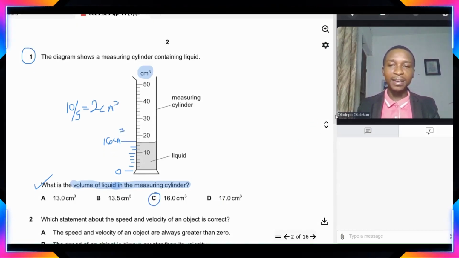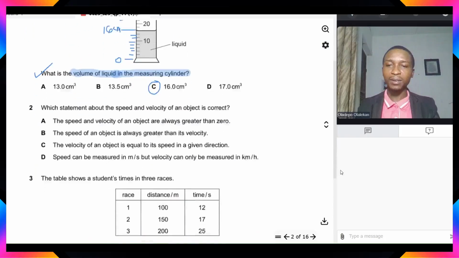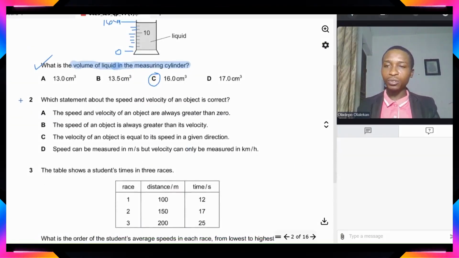All right, learners, let's quickly move to the second question. In question 2, read: which statement about speed and velocity of an object is correct? Here our focus is on speed and velocity, mechanics. So I repeat the question: which statement about speed and velocity of an object is correct?